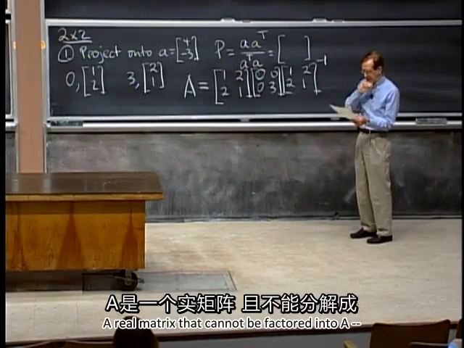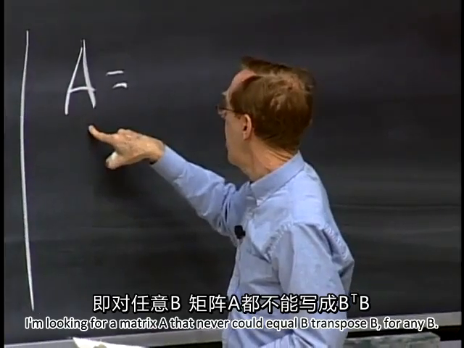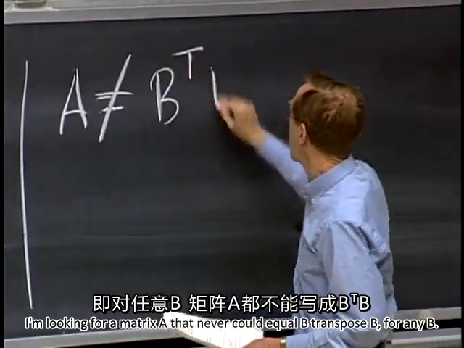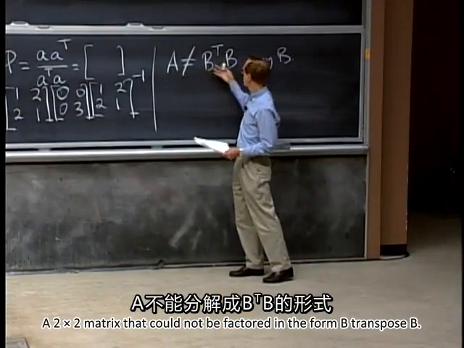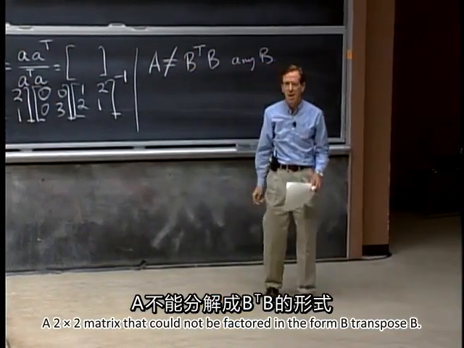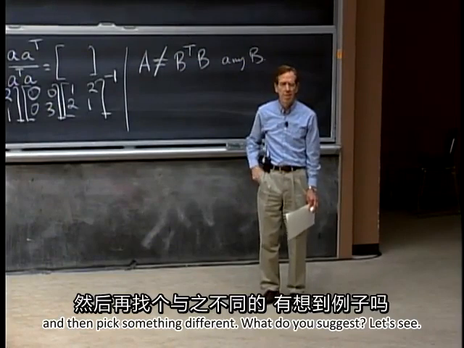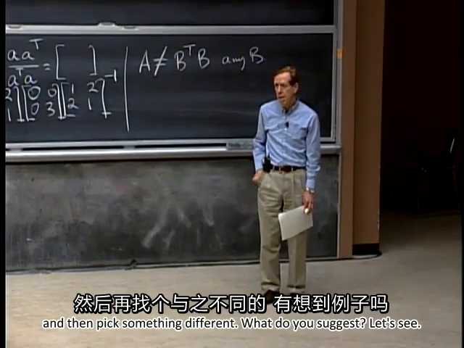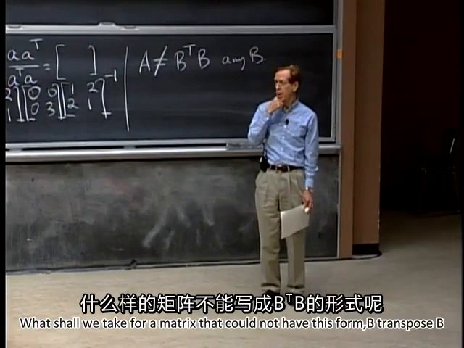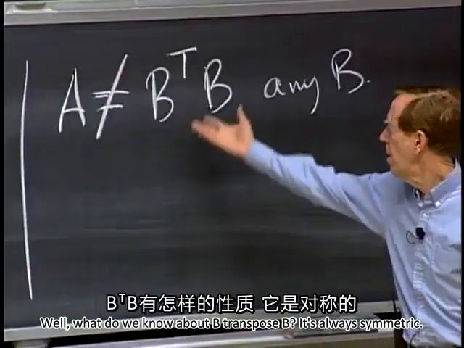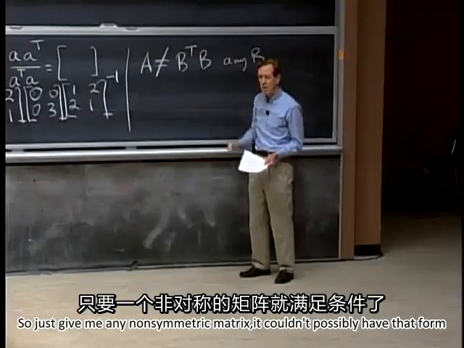A real matrix that cannot be factored into... I'm looking for a matrix A that never could equal B transpose B for any B. A 2 by 2 matrix that could not be factored in the form B transpose B. So all you have to do is think, well, what does B transpose B look like, and then pick something different. What do you suggest? What should we take for a matrix that could not have this form B transpose B? Well, what do we know about B transpose B? It's always symmetric. So just give me any non-symmetric matrix that couldn't possibly have that form.